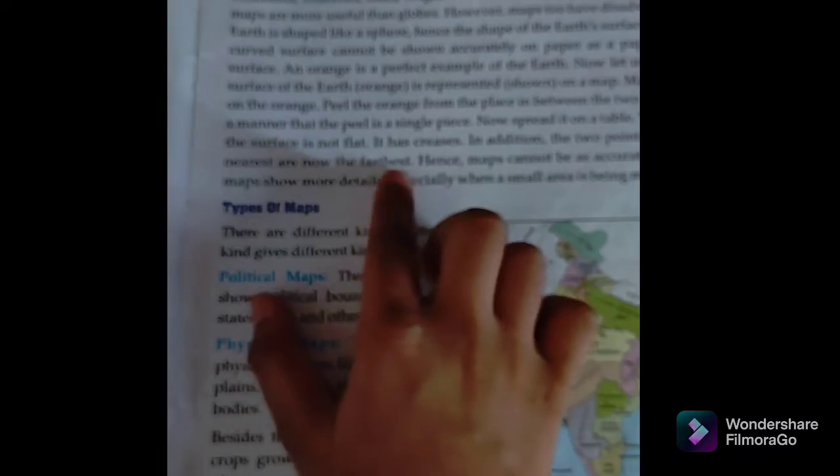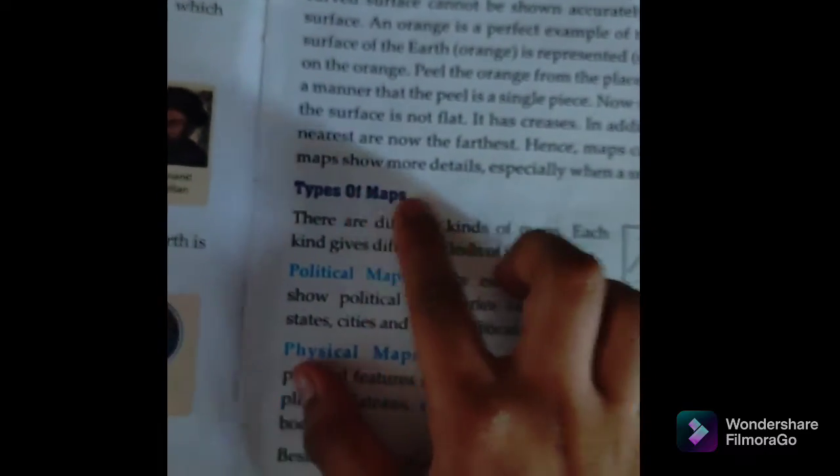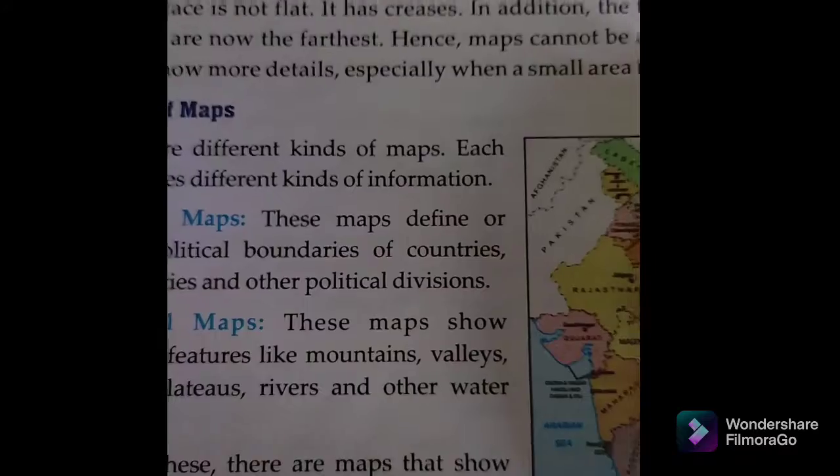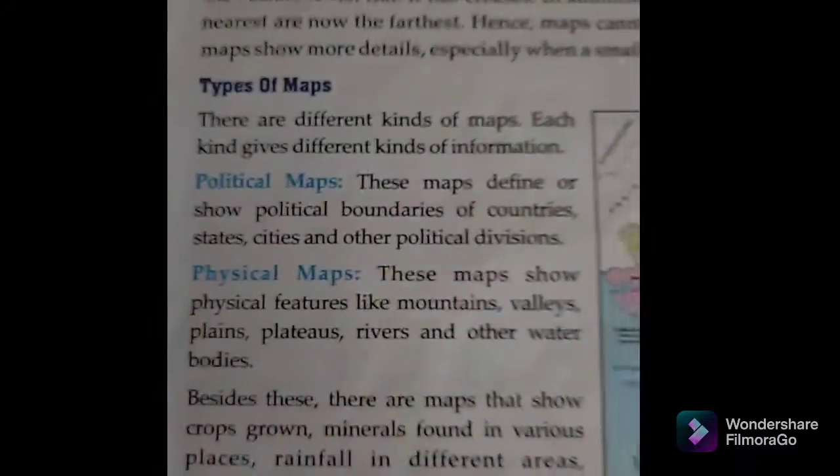Yes, it has creases. In addition, the 2 points that were the nearest are now the farthest. Hence, maps cannot be as accurate as globes, but maps show more details, especially when a small area is being mapped. Maps cannot be as accurate as globes, but they show more details than globes.